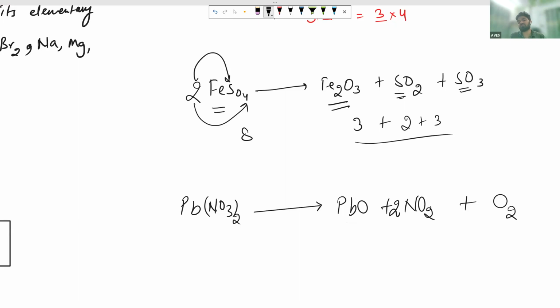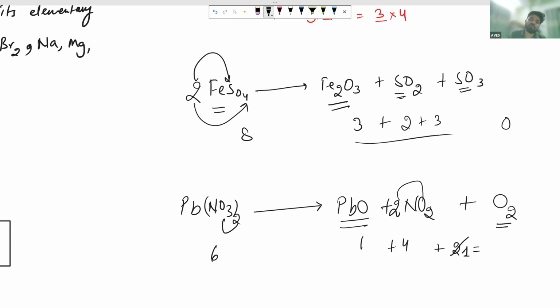How can you balance the oxygen? You check here, that is 6 oxygen. How many oxygen atoms are there? 1 plus 2 to the 4 and 2. In total, how many is it? 7. If I write any number here, then lead will again become unbalanced. If I write any number here, then nitrogen will become unbalanced in order to balance the oxygen. So just come to this oxygen. If instead of 2 it is 1 oxygen, then it will be balanced.